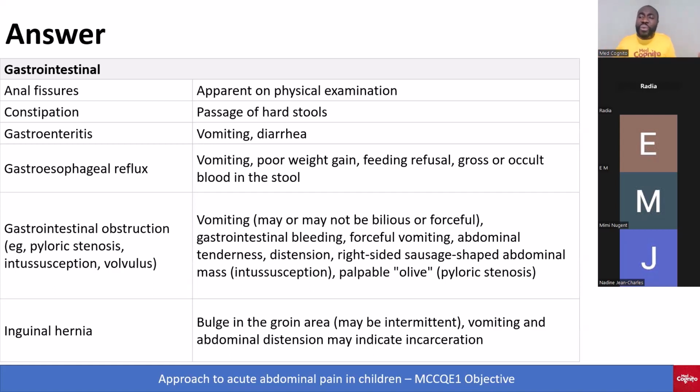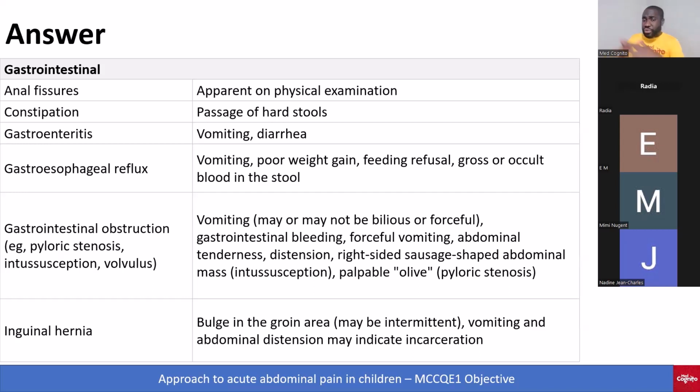Inguinal hernia. How will inguinal hernia present? It will present as a child with a bulge in the right groin or in the groin area. They may have vomiting, abdominal distension. If they have a bulge in the groin area with vomiting and abdominal distension, think about incarceration or even at worst, strangulation. That means the hernia is strangulated.